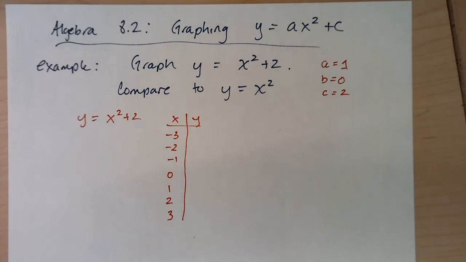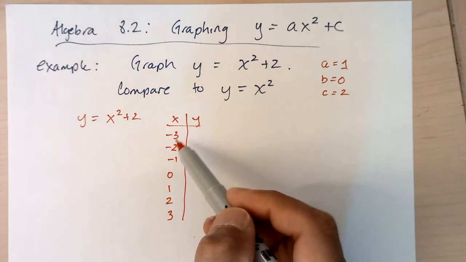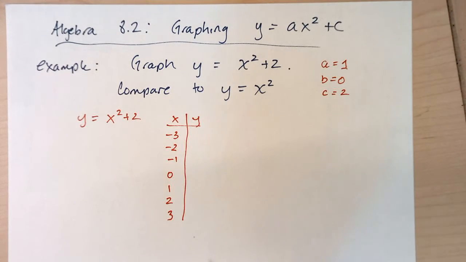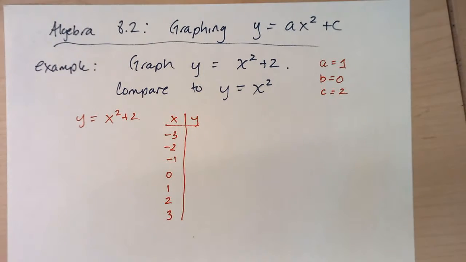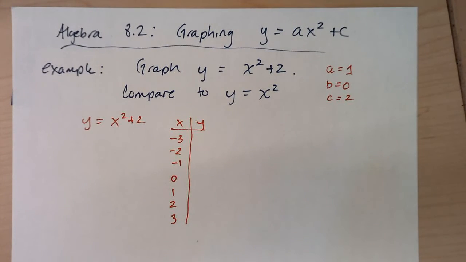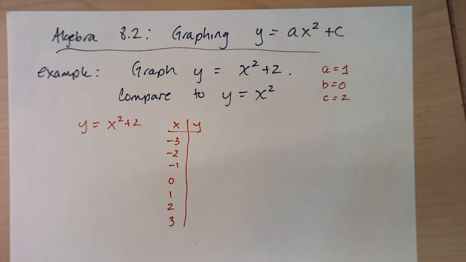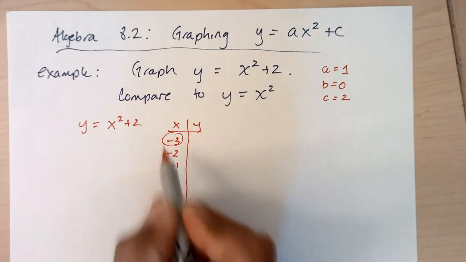So I've created my table. Again, I selected the values of x, or the input, -3, -2, -1, 0, 1, 2, and 3. You can select whatever values you want. You should have some negative values like I do. 0 really should be in there. And then some positive values as well. Because if you only pick positive values, you wouldn't see exactly what the entire graph looks like. But the first input is -3.